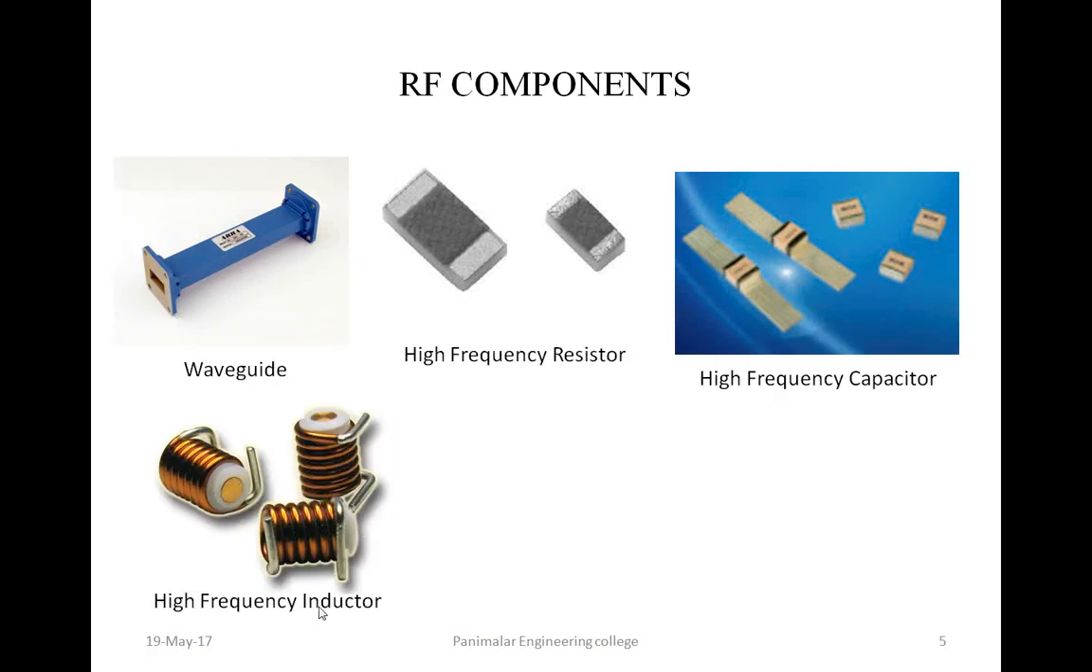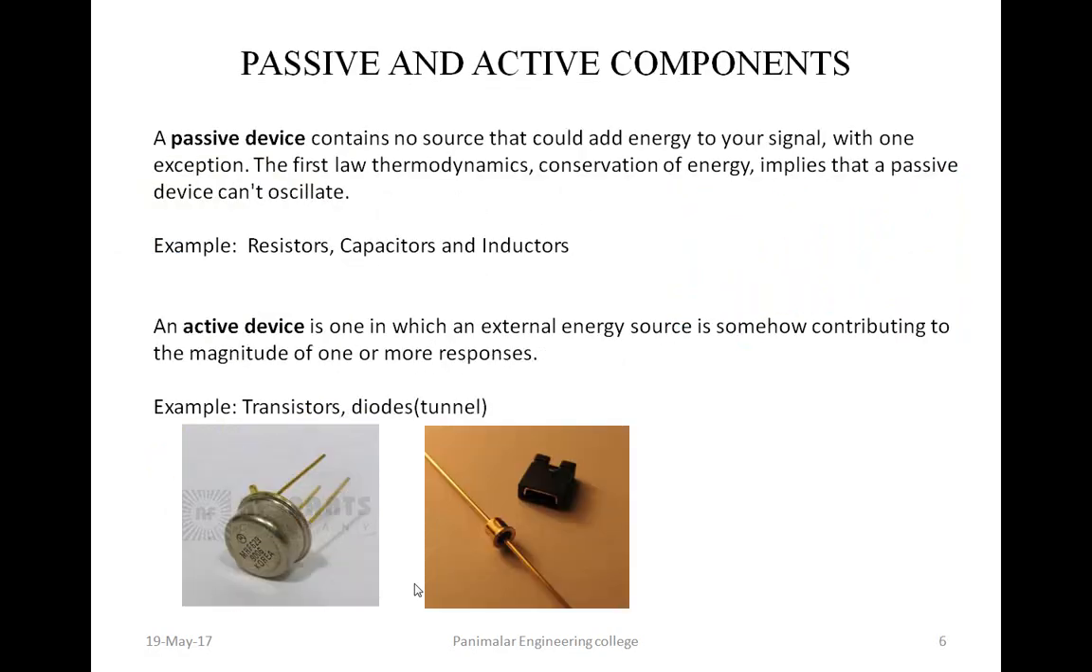The picture shows a sample of RF components. The first one is a waveguide, a simple two-port waveguide. The next one is a high frequency resistor, and the next one is a high frequency capacitor, followed by a high frequency inductor. To understand the analysis, please follow the cursor.